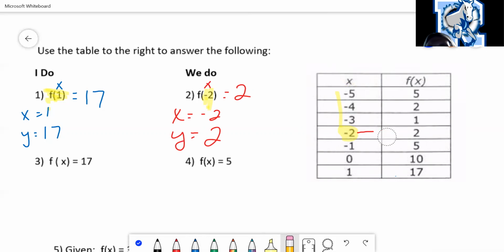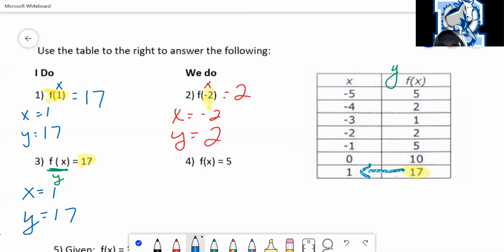Well, what about when this time it says f of x equals 17? Remember, f of x is the same as y. Now, this table is labeled f of x, but I want you to remember that it's x and then y. So now we're going to look, where is y 17? If I follow down, I find y is 17 right here. We'll go across and find out what the x number is. That is telling me x equals 1. X is 1 when y is 17. So why don't you try to do number 4?